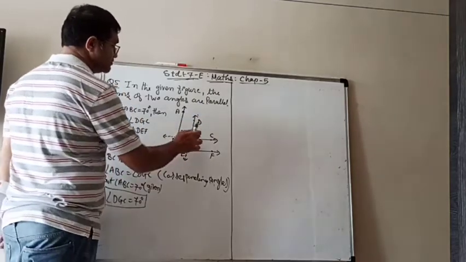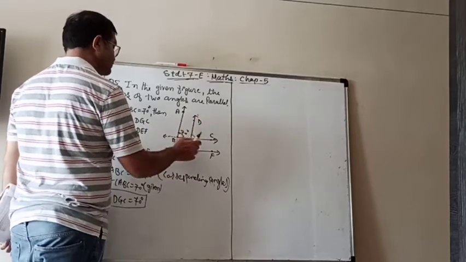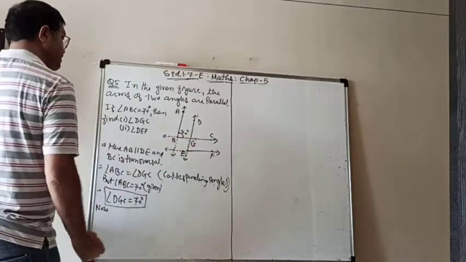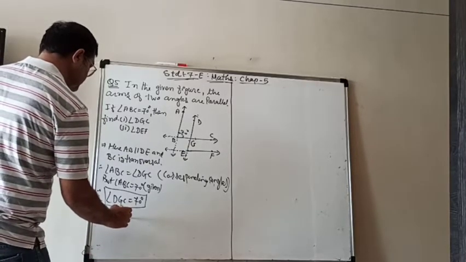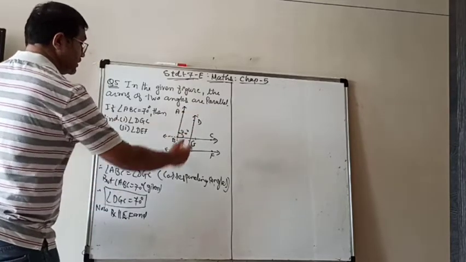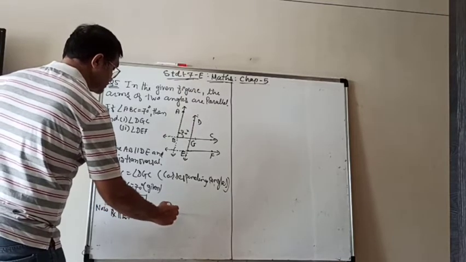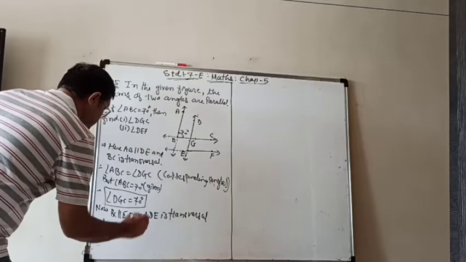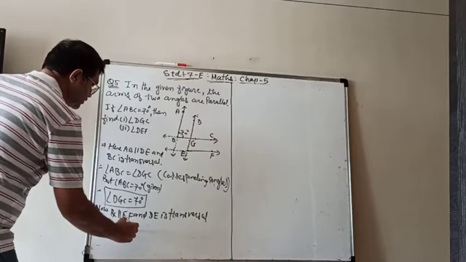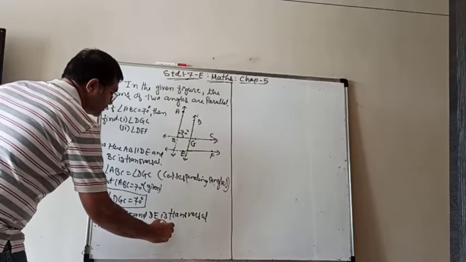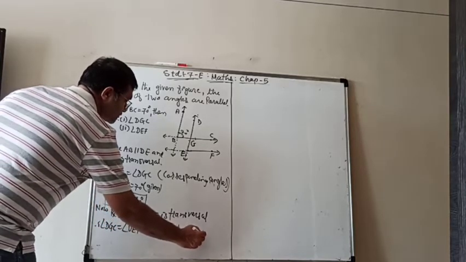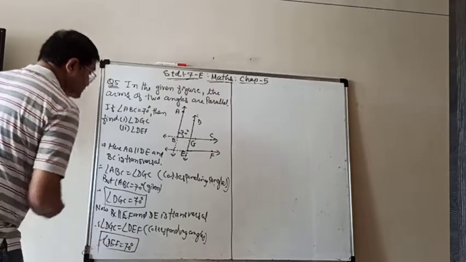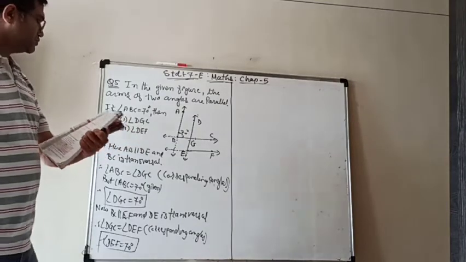DE is the transversal. Then this angle and this angle are also making an F, corresponding angles, and they are also equal. So now BC is parallel to EF and DE is transversal. Therefore, angle DGC is equal to angle DEF. Also the same thing, corresponding angles, so the values are also equal. Therefore, angle DEF is also equal to 70 degrees.